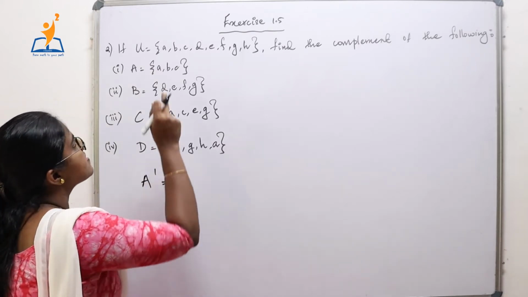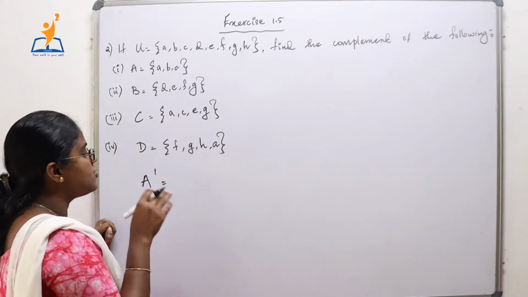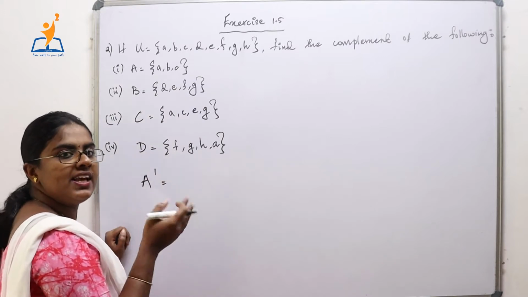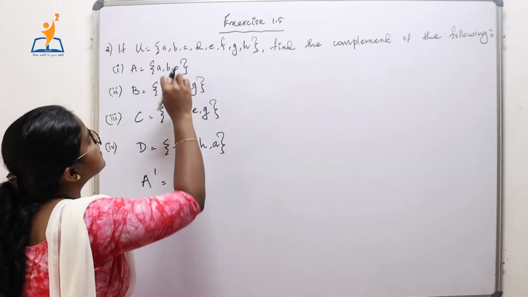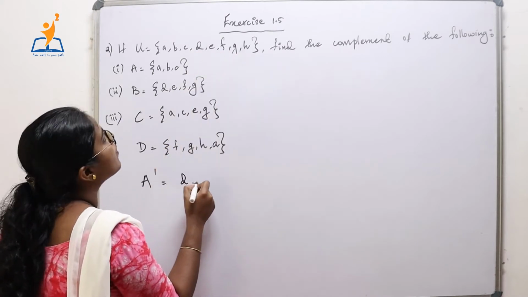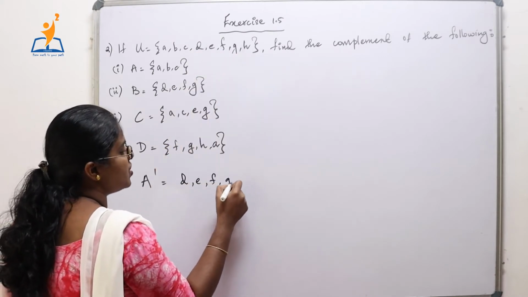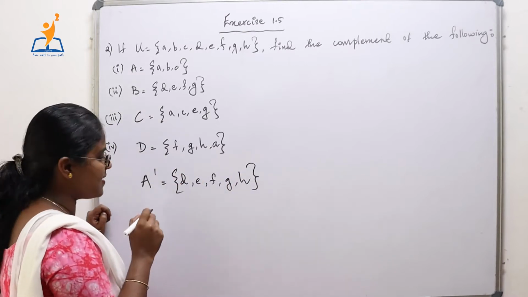A is given like this, the set with elements A, B and C. So in order to find A complement, we want to delete these elements, that is A, B and C, from the universal set. So deleting these three elements, we have the other elements in A complement: D, E, F, G and H. This is our required set, that is A complement.